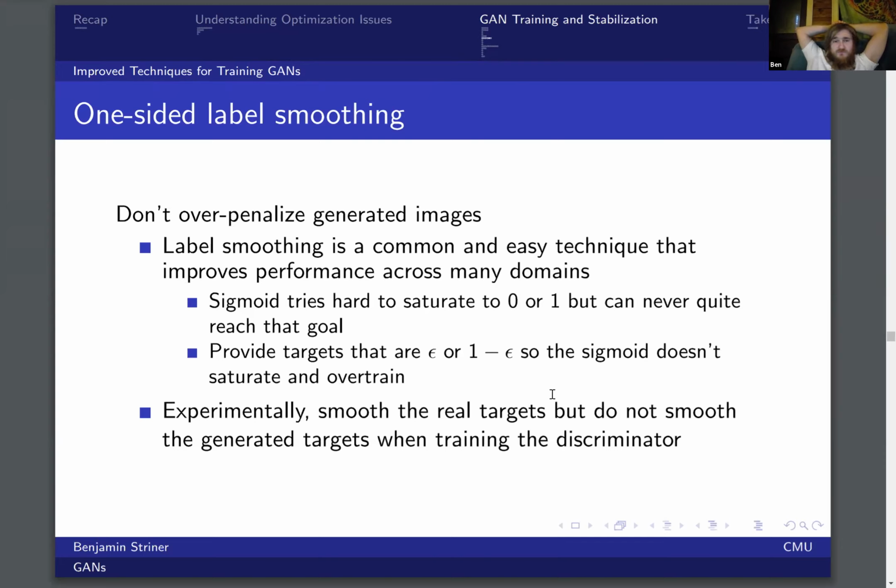So this one-sided label smoothing is the idea of not doing hard 0-1 labels. If you label something as like 0.95, then your discriminator can get there eventually, and it won't keep training, keep training, keep training.